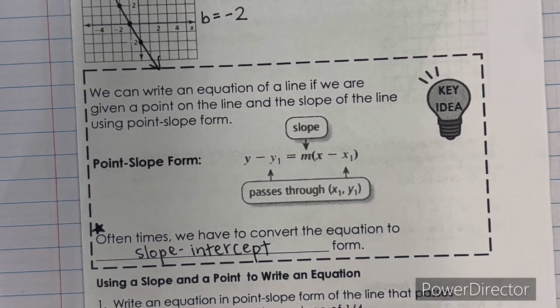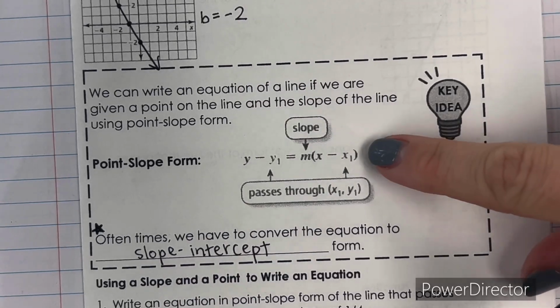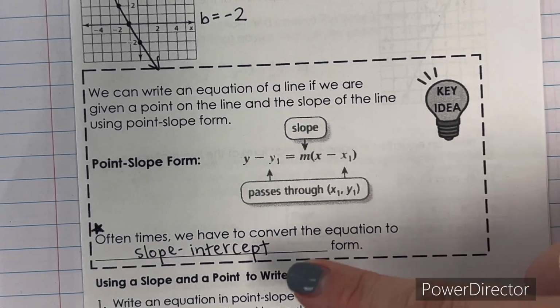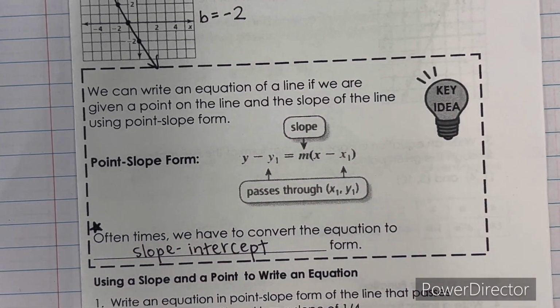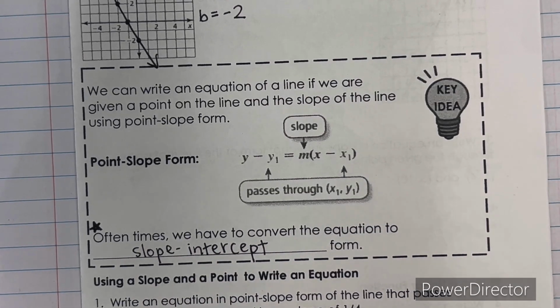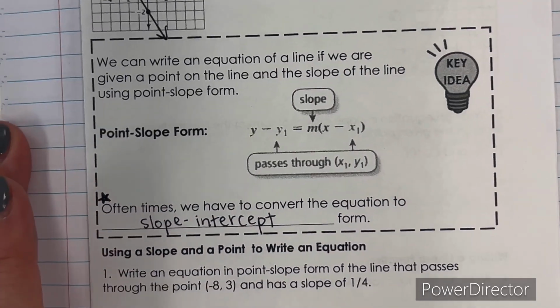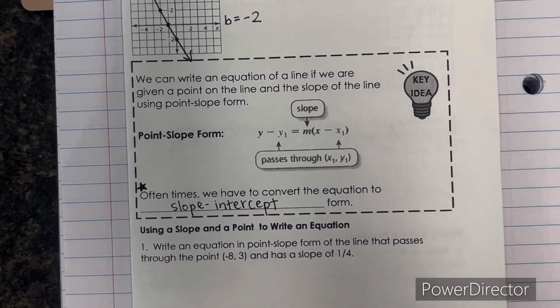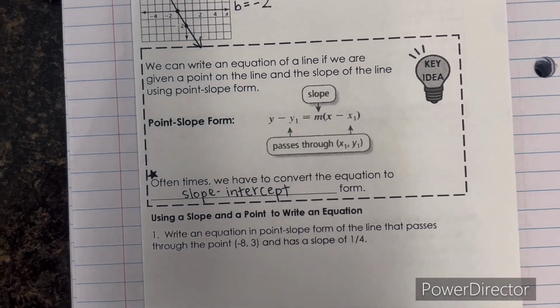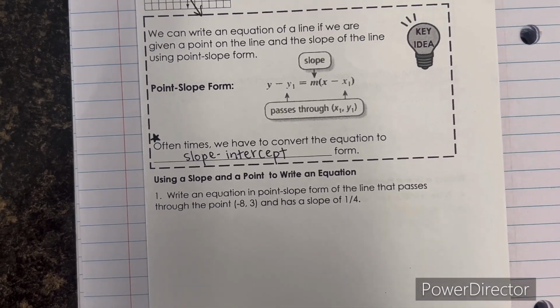So a lot of the time, we're going to have to take it from this, which is point slope, to slope-intercept, which is our y equals mx plus b. Because when we talk about linear graphs, it's typically in terms of slope-intercept form, so it looks like y equals mx plus b.